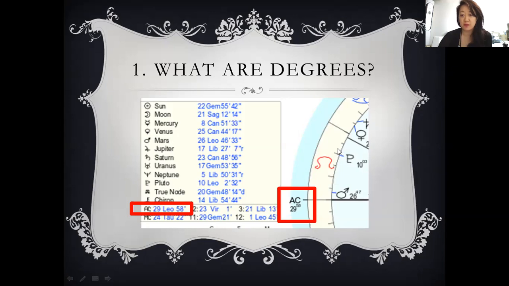So same thing, Pluto. You can see from your chart is indicated as 10 degrees Leo, and we ignore the minutes. So that's what it means by degrees in your natal chart.